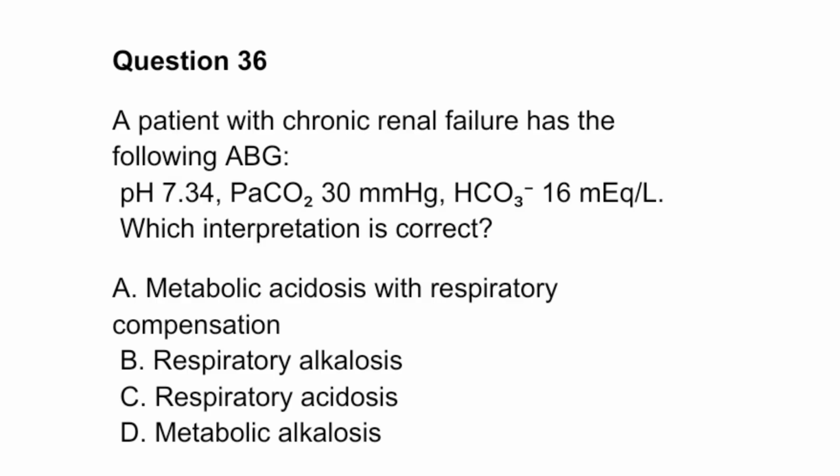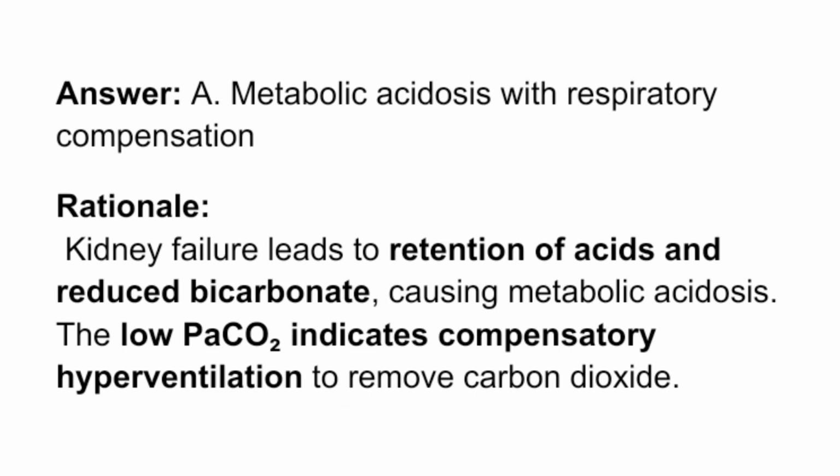Question 36. A patient with chronic renal failure has the following ABG: pH 7.34, PaCO2 30 mmHg, HCO3- 16 mEq per liter. Which interpretation is correct? A. Metabolic acidosis with respiratory compensation. B. Respiratory alkalosis. C. Respiratory acidosis. D. Metabolic alkalosis. Answer: A.